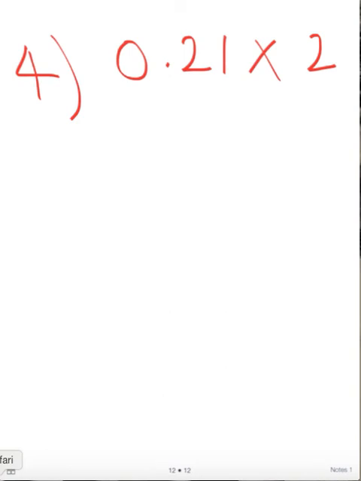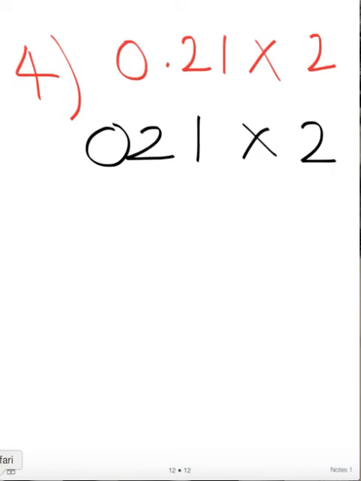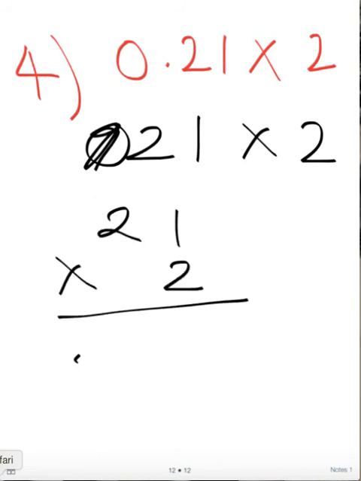Okay, so with this question, our first step is ignore the decimals. So what that means is we've got 0.21 times 2, pretend there's no decimals. Now we don't need to have the 0 in the front anymore because that's just saying 21. So now I simply have 21 times 2. Okay, and we can work this out nice and easily. 2 times 1 is 2, 2 times 2 is 4. Okay, so we've done our first 2 steps. We have ignored the decimal, we have calculated.